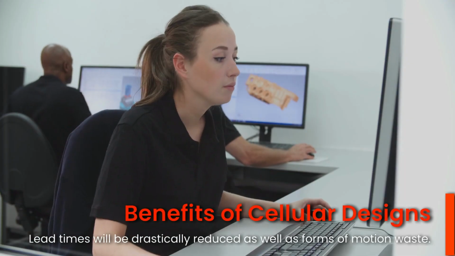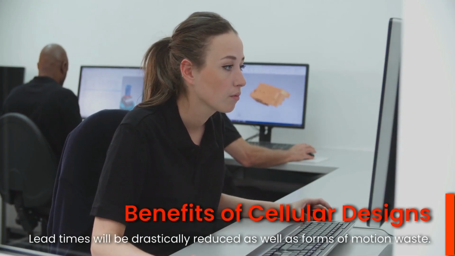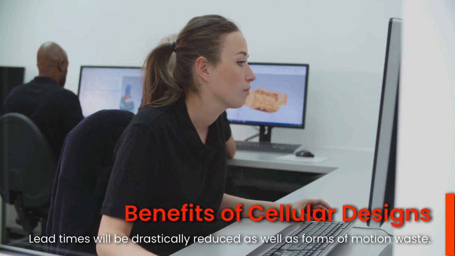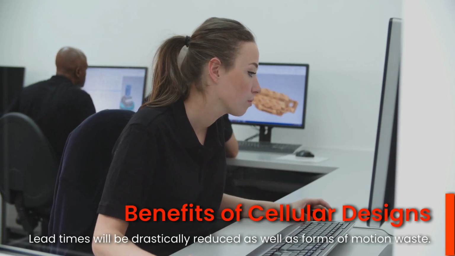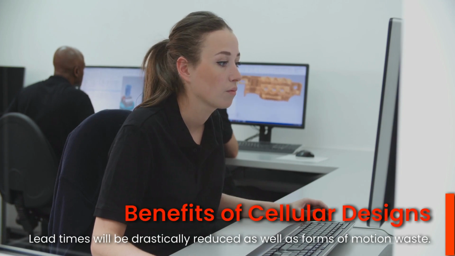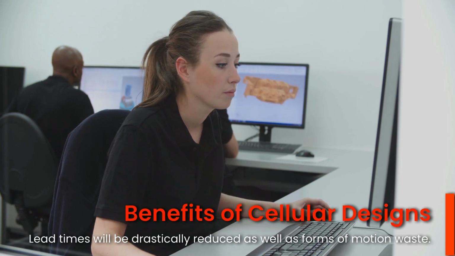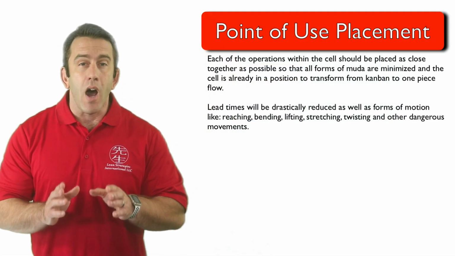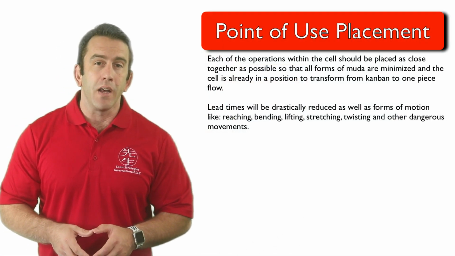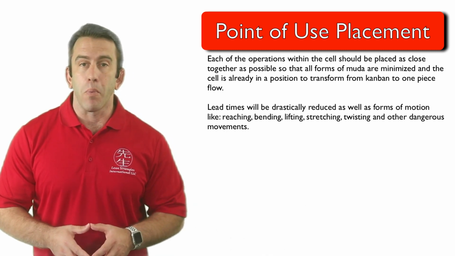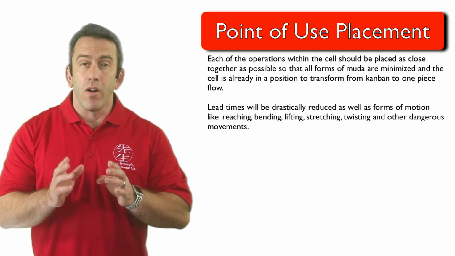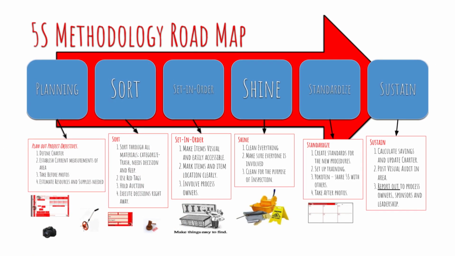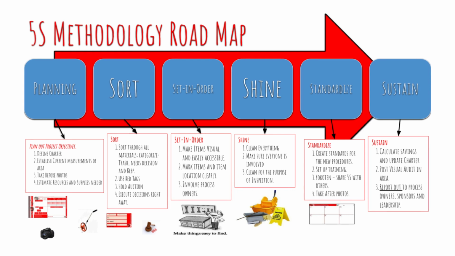As you begin to establish your cell design, you will see that lead times will be drastically reduced, as well as forms of motion like reaching, bending, lifting, stretching, twisting, and other dangerous movements. This reassures that the cell is not only a superior design compared to its functional counterpart, but that it is safer as well. One activity that can really help maximize your point of use design is 5S.